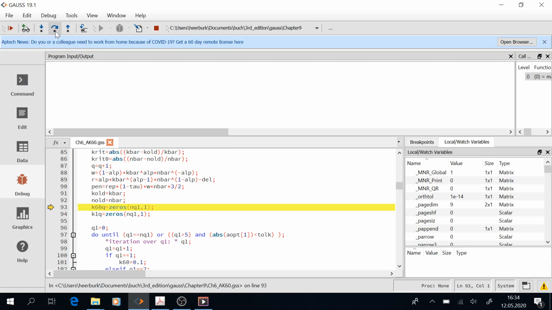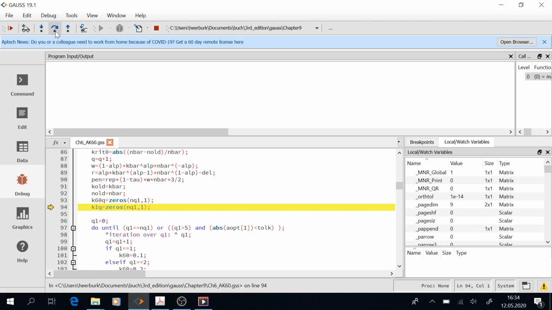We store our optimal capital stock, our initial guess for the capital stock at age 60, our asset level at age 60, in the vector k60q in order to see how our vector k60q converges. And we store the solution k1q, our initial wealth level as a newborn, in the vector k1q. And we hope that this converges nicely to 0.